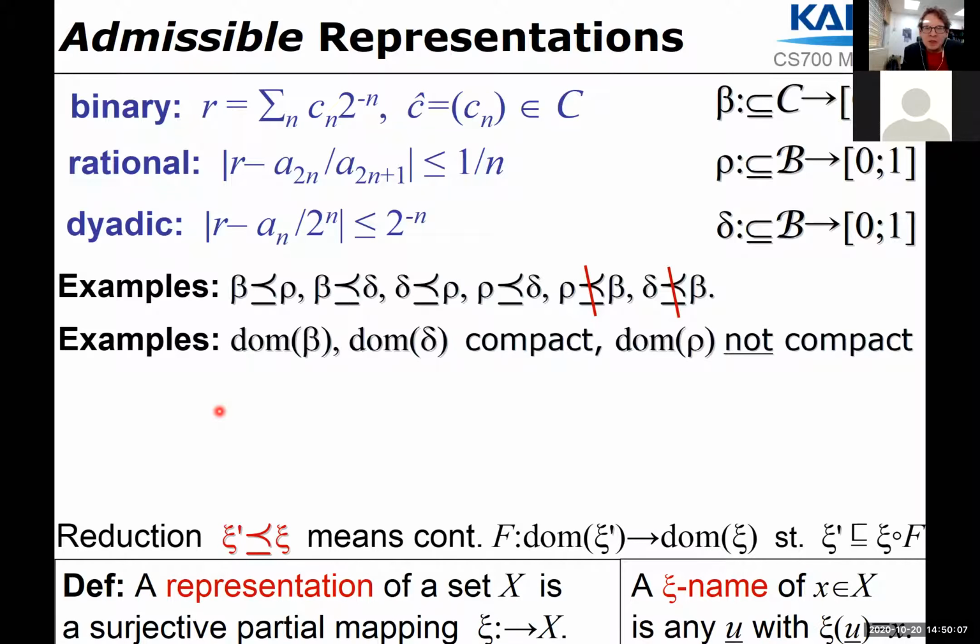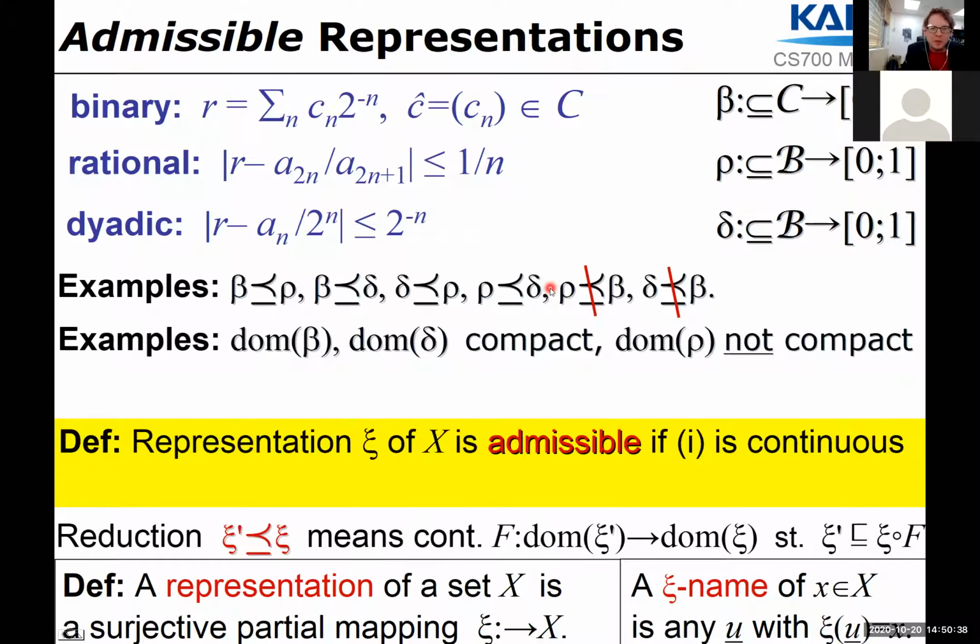So to summarize, the dyadic representation is nice. It has a compact domain and it has full reducibility. The rational representation has also full reducibility. It is reducible back and forth from and to the dyadic representation, but its domain is not compact. The binary representation does have a compact domain, but it suffers from lack of reducibility.